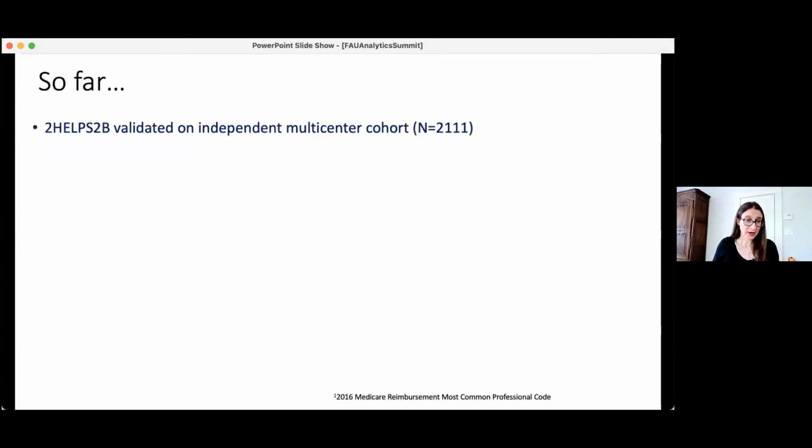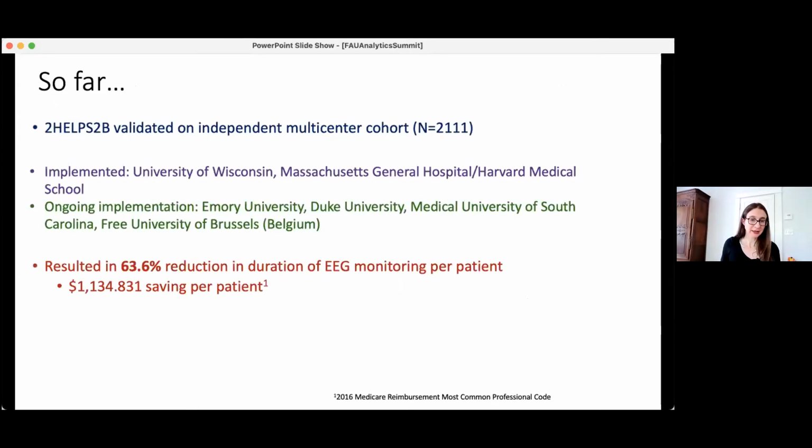Now, so far, the 2HELPS2B score has been independently validated, which means that it was validated on a data set that's separate from the data set that it was built from. And it had over 2,000 patients in that big data set. It held up very nicely in that its behavior was very similar on the patients we trained it on and the patients that it was validated on in this independent data set.